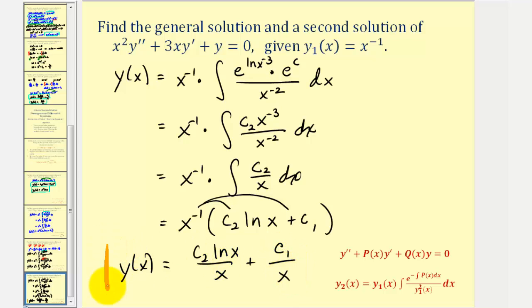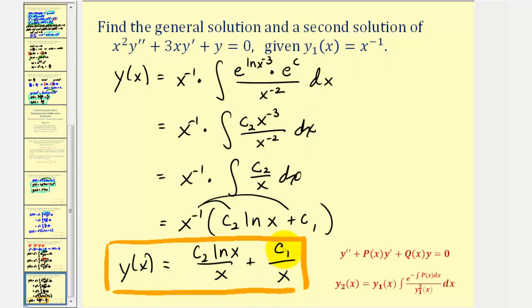Notice how this general solution does include the given solution when c sub 1 is equal to 1 and c sub 2 equals 0. So to find a second solution, which we'll call y sub 2 of x, we can go ahead and let c sub 1 equals 0 and c sub 2 equals 1. So a possible second solution would be y sub 2 of x equals natural log x divided by x.